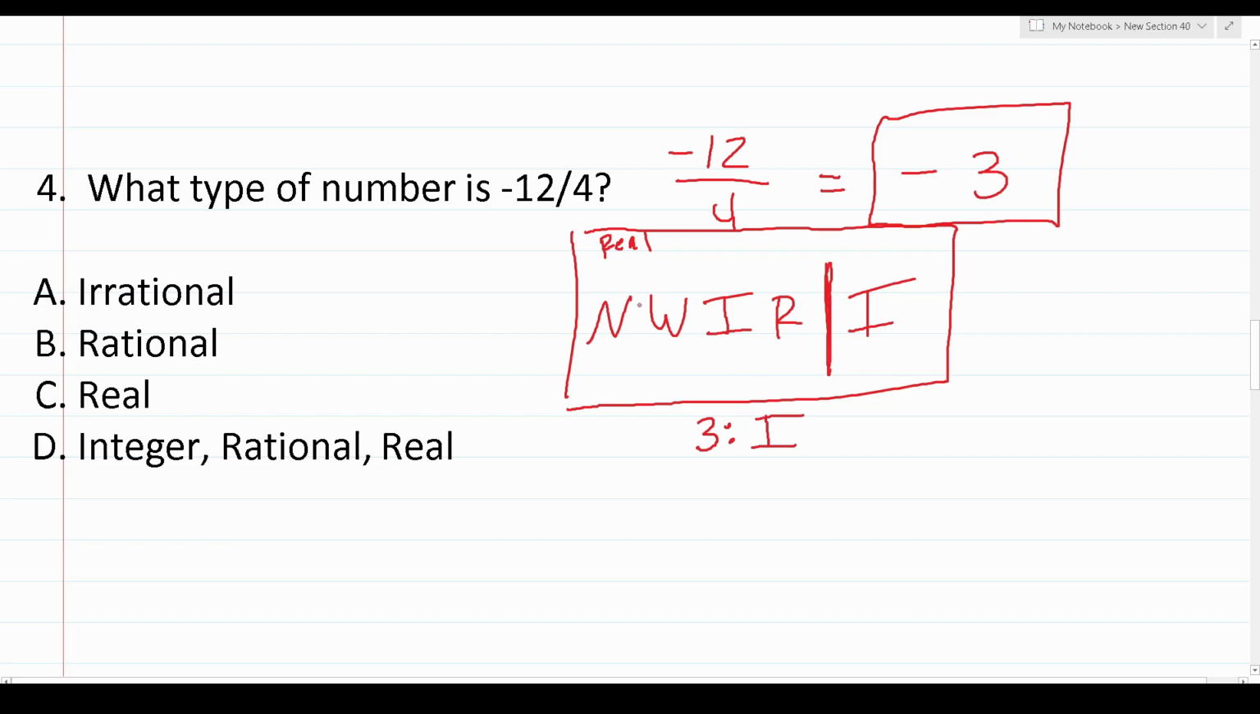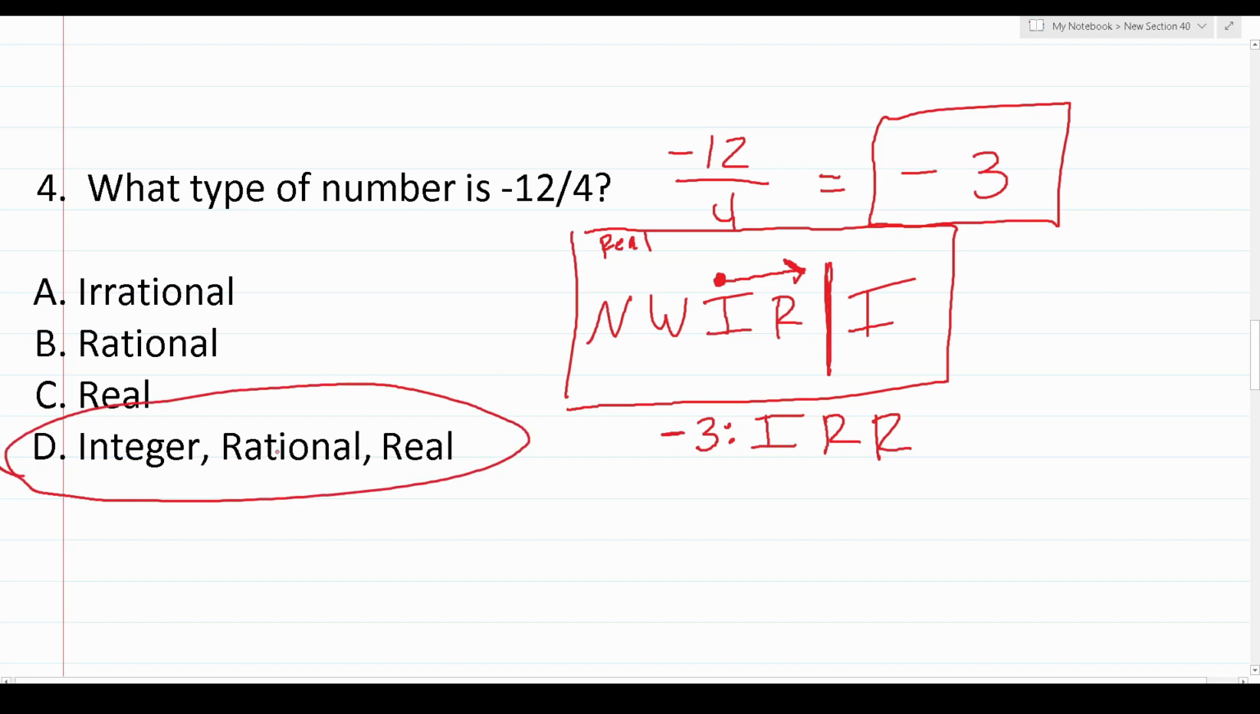And the way this mnemonic device works is like this. If you identify a number, that number is also everything to the right until you hit this bar. So we know -3 is an integer, but that said, we're looking to the right and we know it's also rational. And what's more, all of NWIR is a real number. So -3 is an integer, it's rational, and it's real, which is answer choice D here.